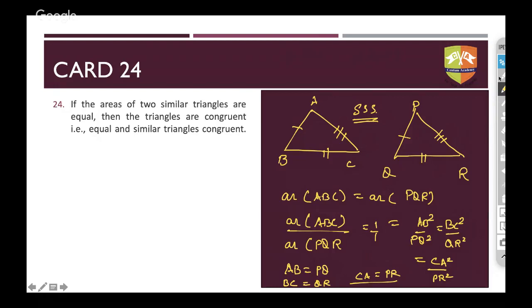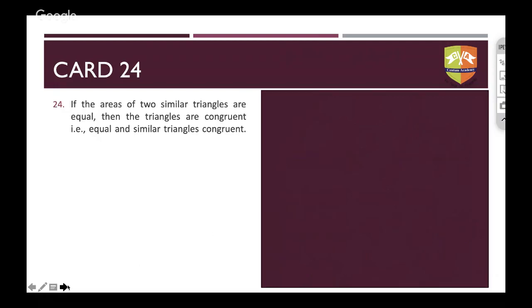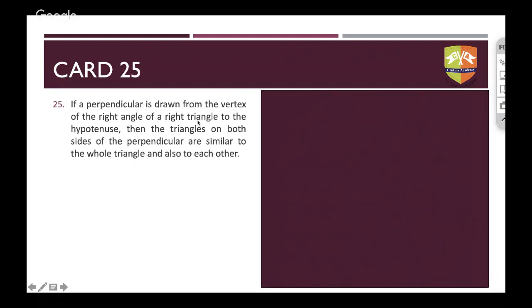Okay, next slide: if a perpendicular is drawn from the vertex of the right angle of a right-angled triangle to the hypotenuse, then the triangles on both sides of the perpendicular are similar to the whole triangle. This we have asked you on multiple occasions also.